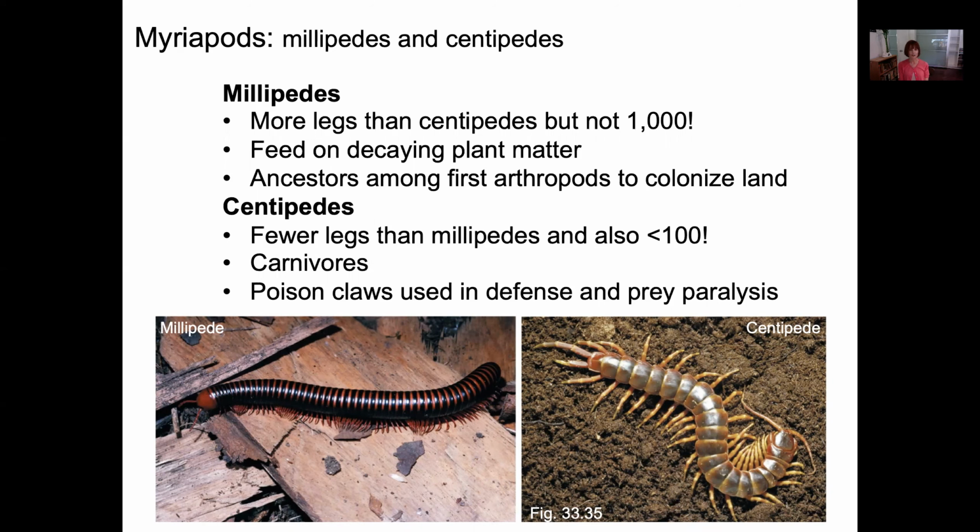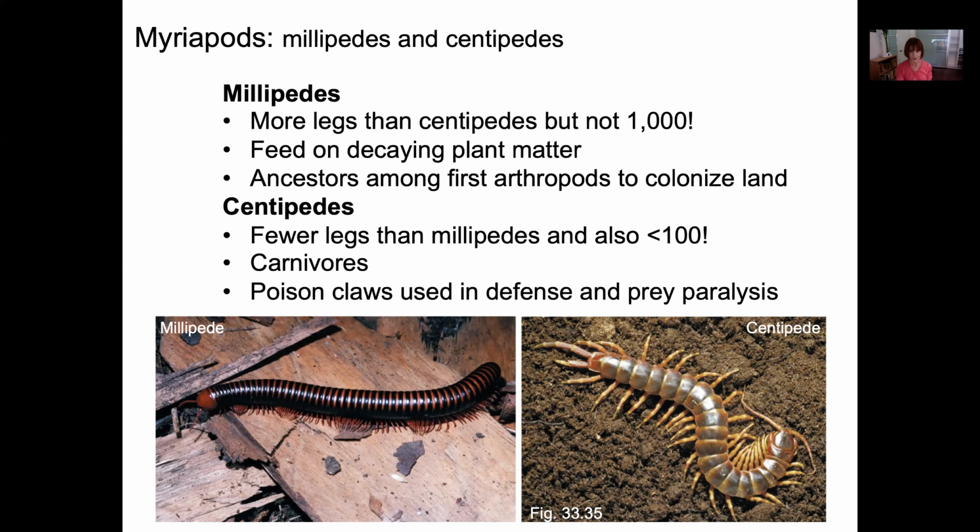And they feed, as they did then, on decaying plant matter, whereas centipedes are carnivores, and they have poison claws that are used to defend themselves and to paralyze their prey. So they make a living in very different ways. They're characterized by lots of legs and feet, and they're each other's closest relatives.